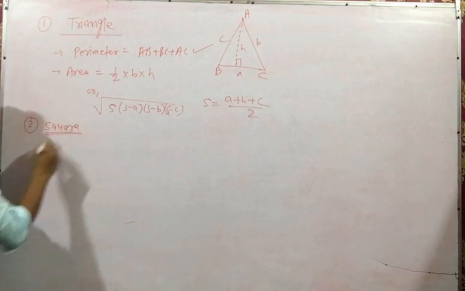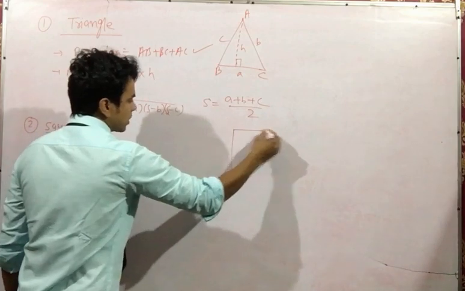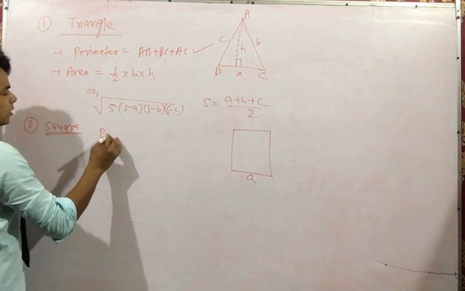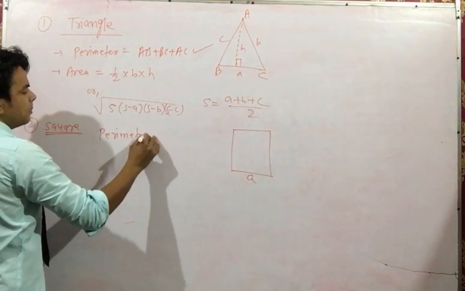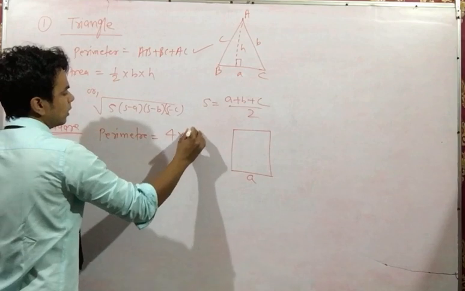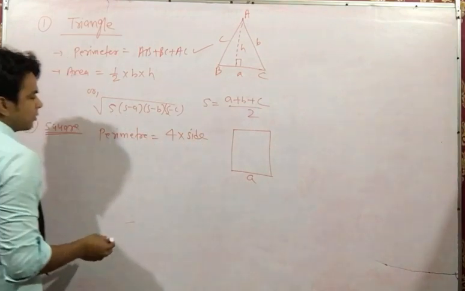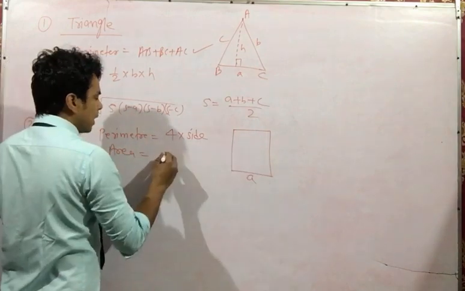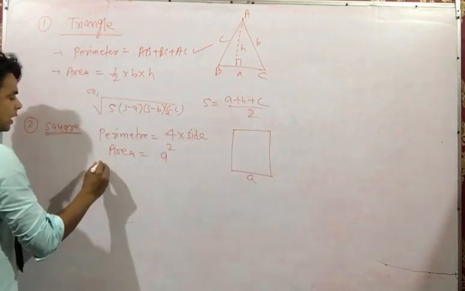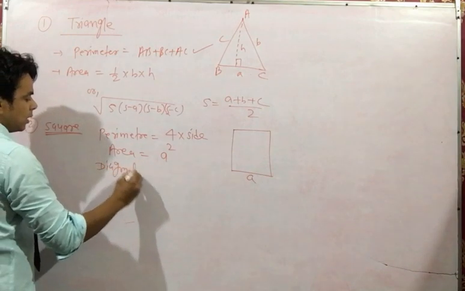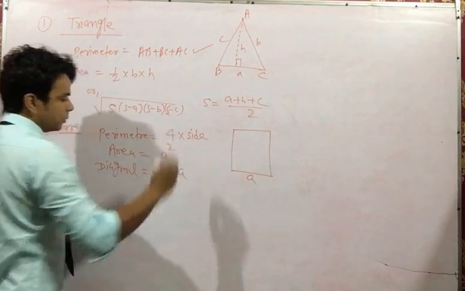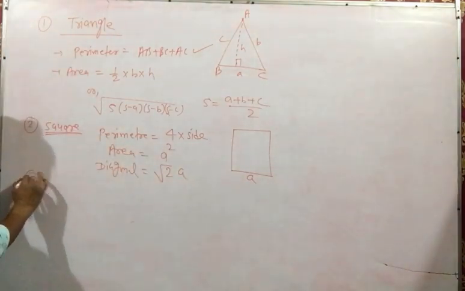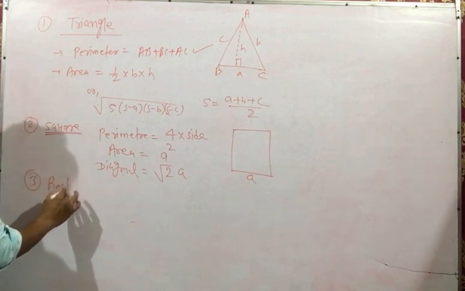You have to note down all the formulas. A square is a 2D shape. First of all, we are thinking about 2D shapes only. Suppose the side is A. The first thing we calculate is perimeter. Perimeter will be 4 into side. After that, you will calculate the area. Area will be A square. Now the third thing is diagonal. Diagonal is under root 2 into A. Okay, under root 2 A. Now the third shape after a square is rectangle.